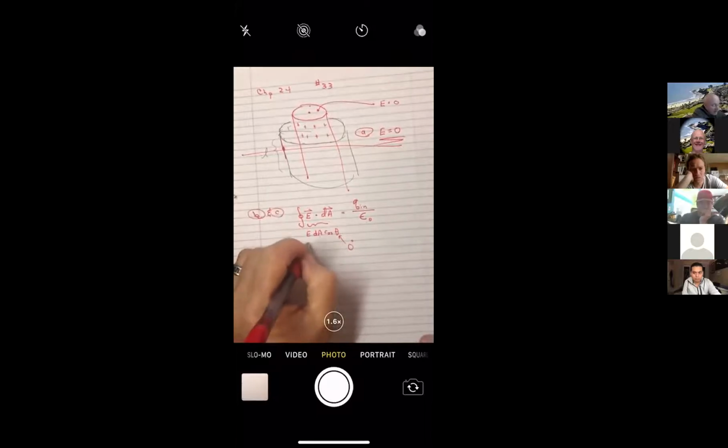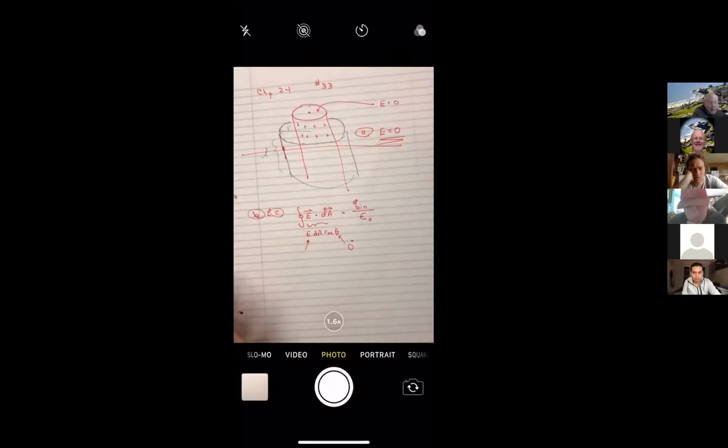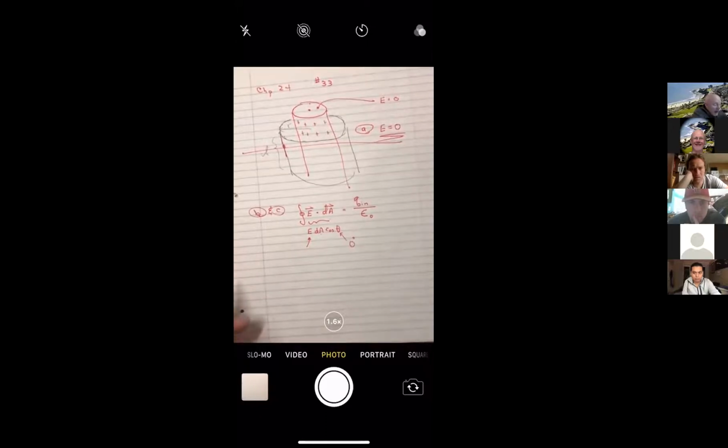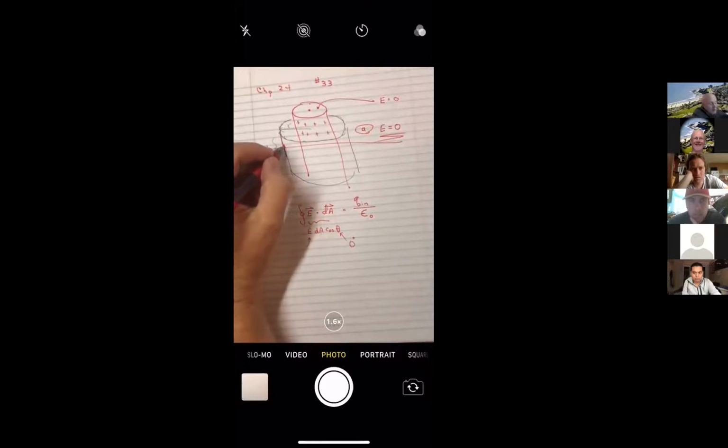Another part of this important piece in the argument, not really doing the math, is to prove in yourself that E is a constant.